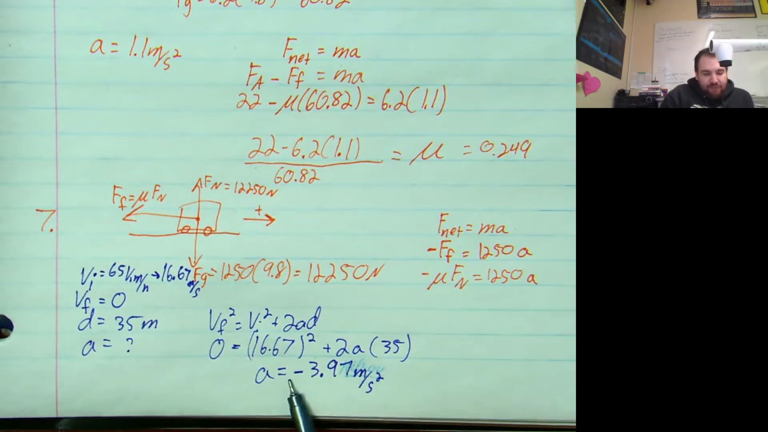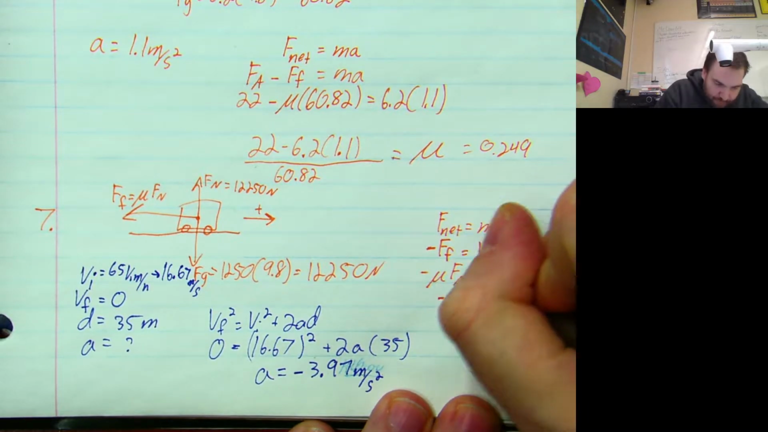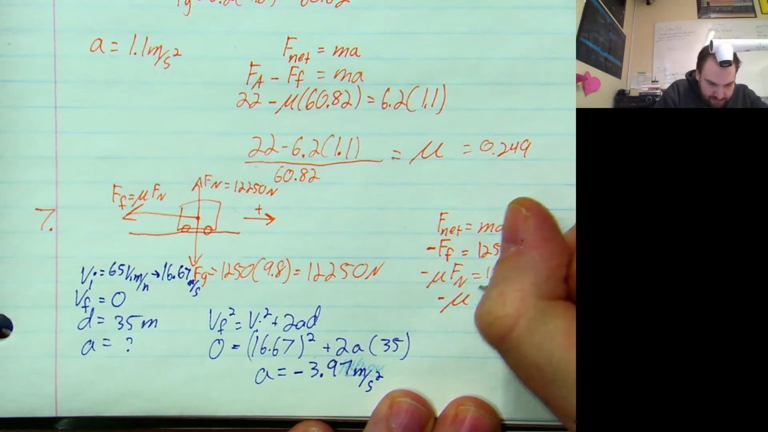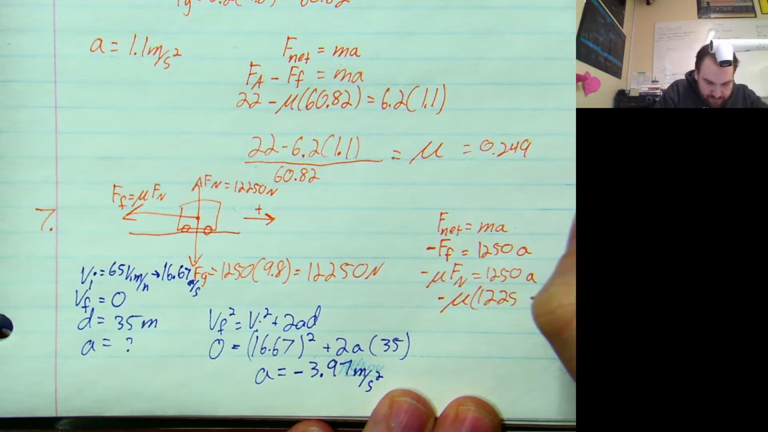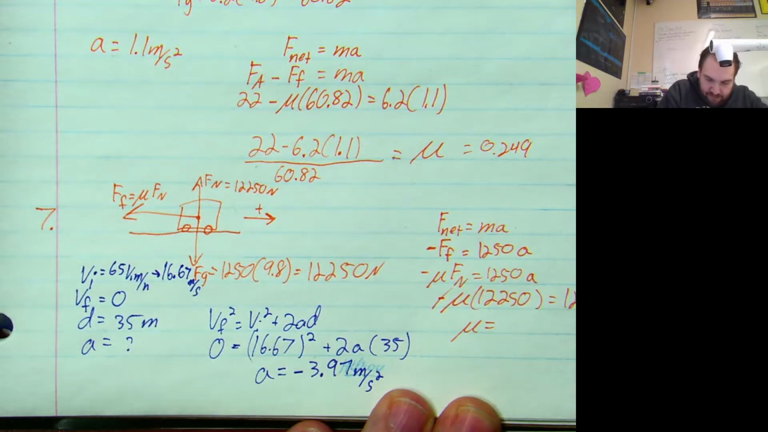So now we're going to take this and shove it in there. So I've got negative mu Fn is negative 1,250 equals 1,250 times negative 3.97. Mu then is going to equal, these negatives are going to cancel.